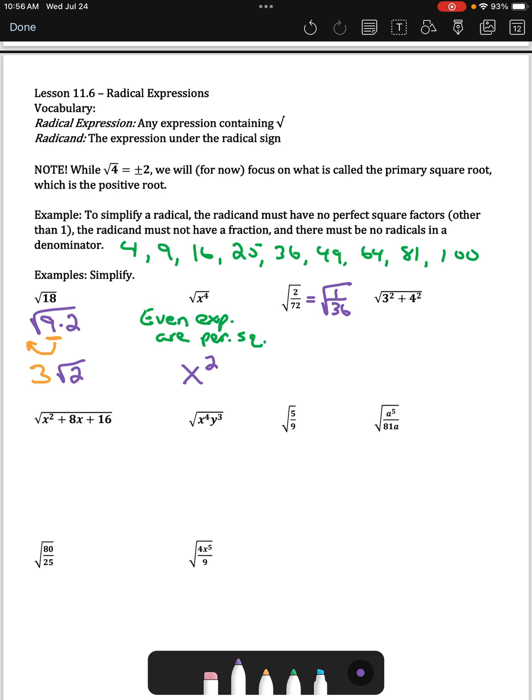Now, I will remind you, there is an invisible 1 in the front of this list of perfect squares. It's boring. That's why I didn't write it. Both of these numbers now are in my list. So the square root of 1 over 36 is actually just the square root of 1 over the square root of 36, and we know both of those. The square root of 1 is 1, and the square root of 36 is 6.